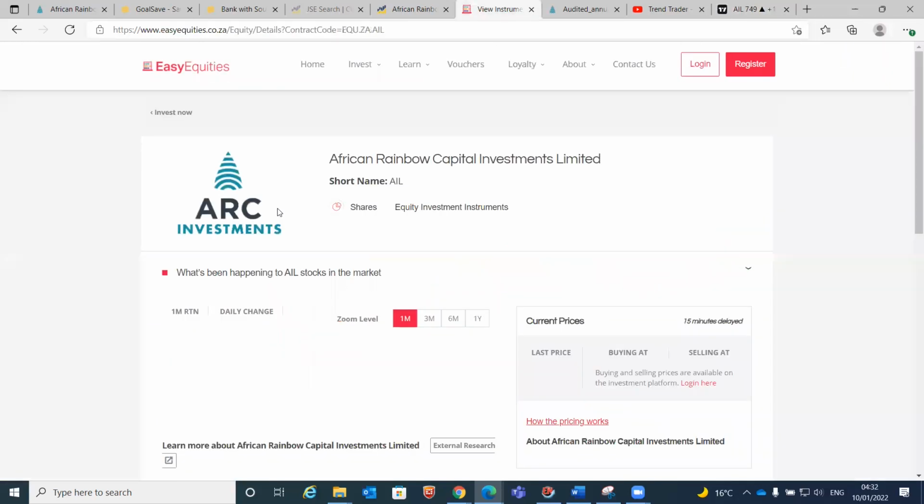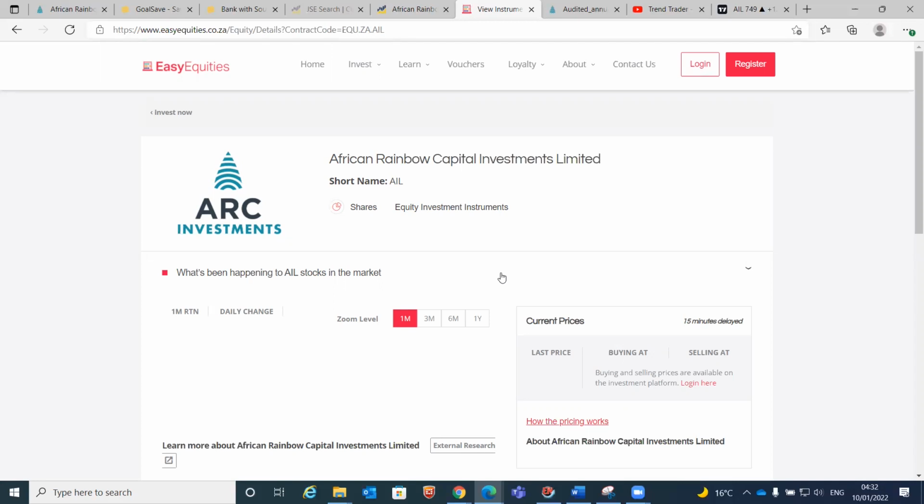So meaning that if you are on EasyEquities, you want to find African Rainbow Capital, you can write the name African Rainbow Capital. I think if you write African Rainbow, you will see African Rainbow Minerals, which is a mining company. But once you start typing African Rainbow Capital, then you will start to see this logo, because the ARC logo differs from the African Rainbow Minerals logo there, but the share code is AIL. So you can just easily type in that search box, type AIL, and then you will find ARC will pop up, and then you will make an investment.